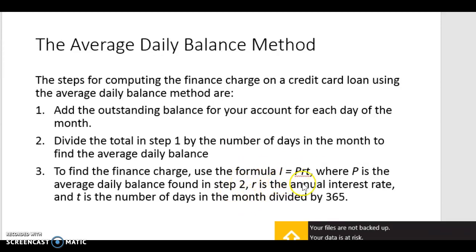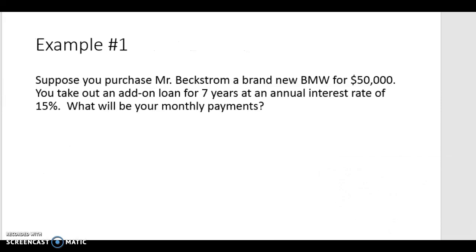To find the finance charge, we use the formula I is equal to PRT, where P is the average daily balance found in step 2, R is the annual interest rate, and T is the number of days in the month divided by 365. It's going to be a number that's very similar to the 1/12 that we used before. However, it's a little bit more exact, where 30 over 365, it's very close to 1/12, but a little bit different. All right. So let's look at some examples here.